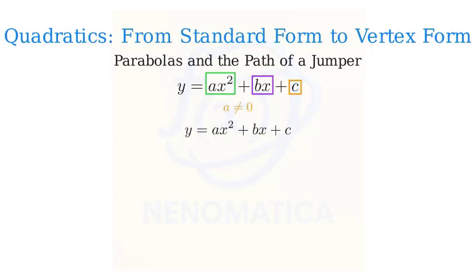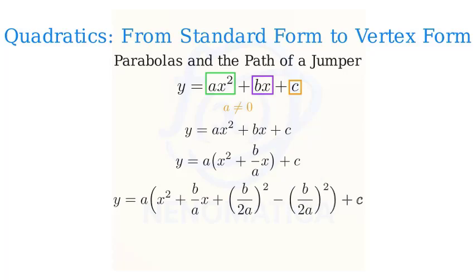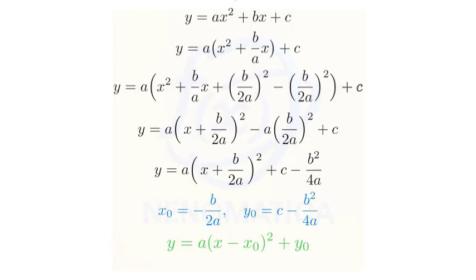Step 2. We convert to vertex form by completing the square carefully. First, factor a from the x terms. Next, add and subtract the inside square term, b over 2a squared. Then group as a perfect square and distribute a. Finally, identify x naught as negative b over 2a and y naught as c minus b squared over 4a. This gives vertex form: y equals a times x minus x naught squared plus y naught.